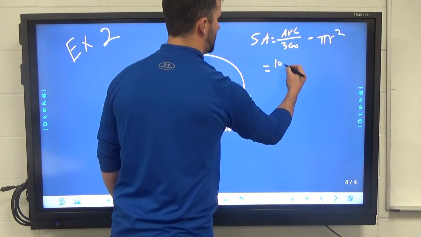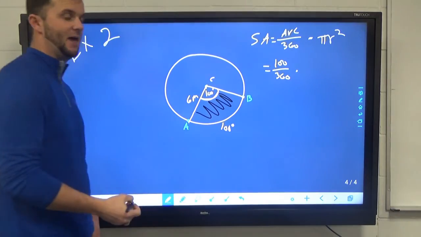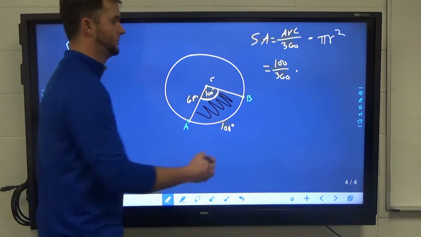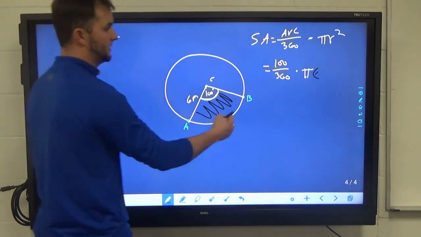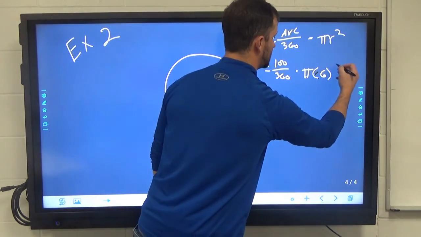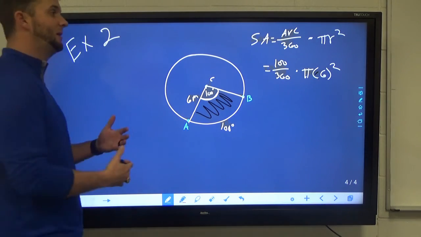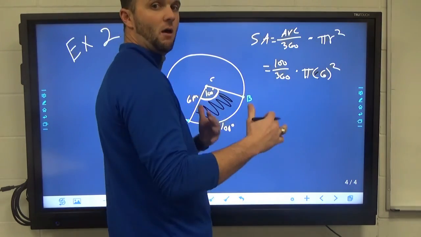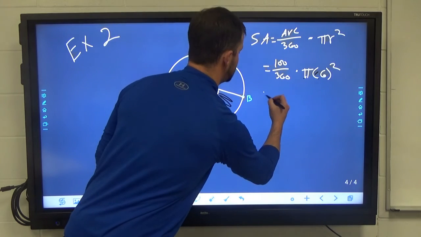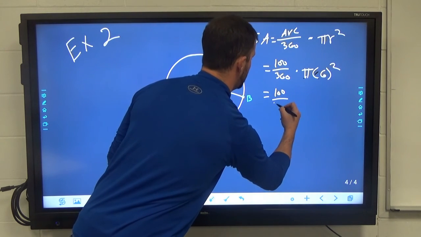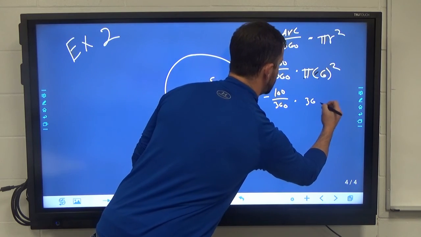So I'm going to put 100 over 360. Then I'm going to multiply that by the area. So pi, and then if I look on my circle here, my radius is going to be 6 squared. And so now I need to leave it in terms of pi. So what that means is I'm going to multiply everything out without putting the pi symbol in there. So I know 6 times 6 is 36, so I'm going to do 100 over 360 multiplied by 36 pi.